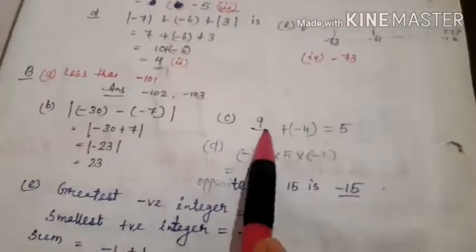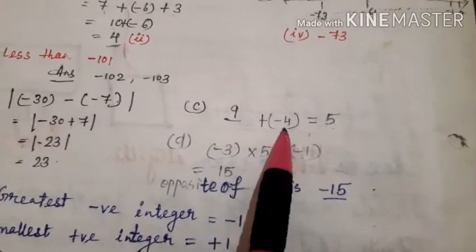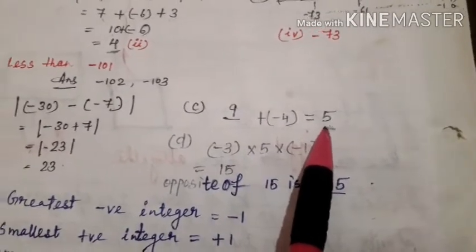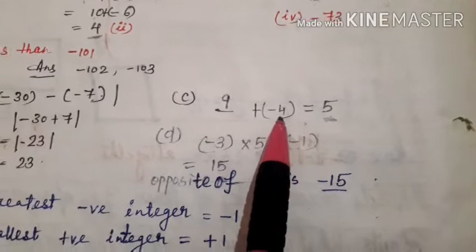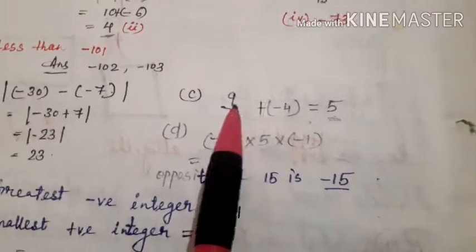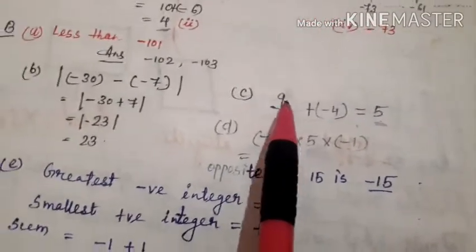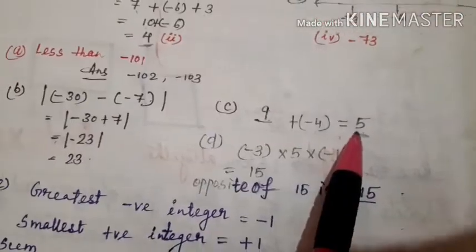Then C. Which integer added to minus 4 will give the integer 5? It means dash plus minus 4 is equal to 5. What will be added to minus 4 so that you get 5? It will be 9, because 9 minus 4 is equal to 5.